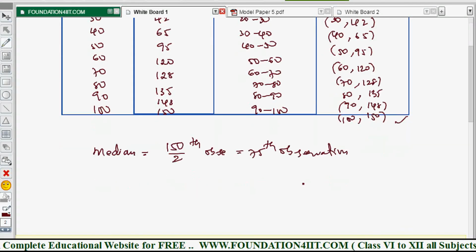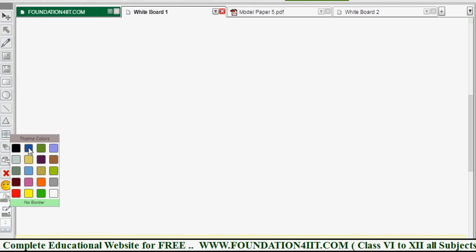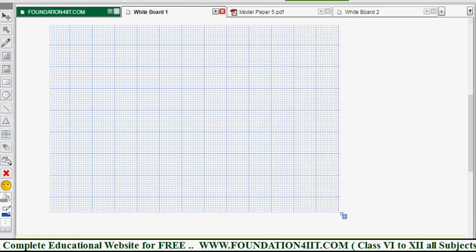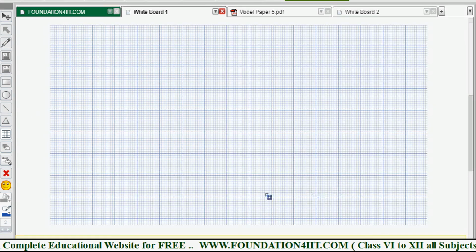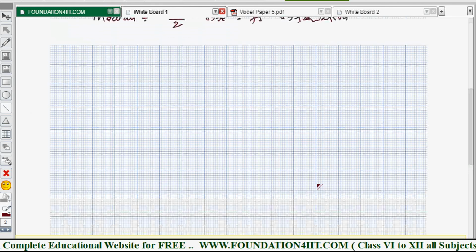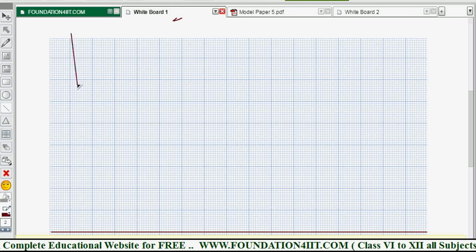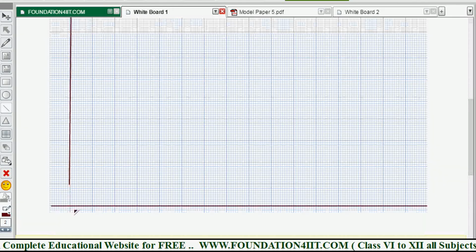Let us take this data on the graph paper now. In this paper we need to plot these points. On the X and Y axes, the X axis will take the marks, horizontal, and the Y axis value is vertical. The maximum we need is till 150. Take the line, just increase this line.